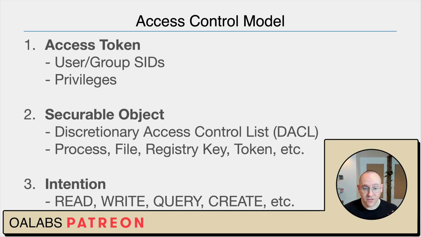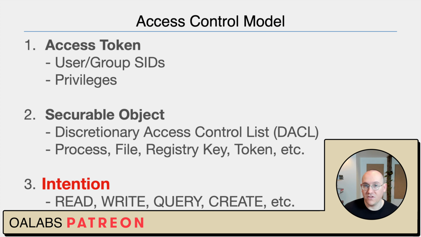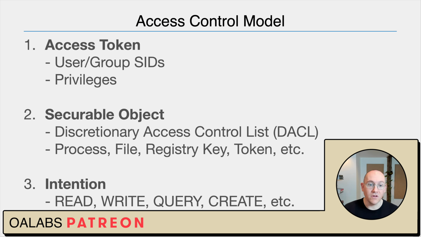So you got your access token, your securable object, and the third part is the intention of the process or the command. And by this, we just mean, what do you want to do when you access the object? Do you want to read it, write it, query, create a new process, etc.? These are all intentions or intents that you can have when you access an object. So you can see at this high level, it's pretty straightforward. You basically just have who I am and what my permissions are. You have the object I want to access and what's being allowed to access it and how. And then you have the action that you want to take on the object, right? So you got your three main components here.